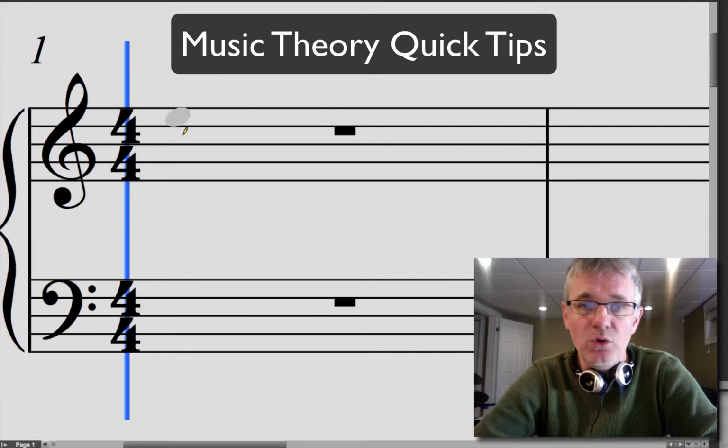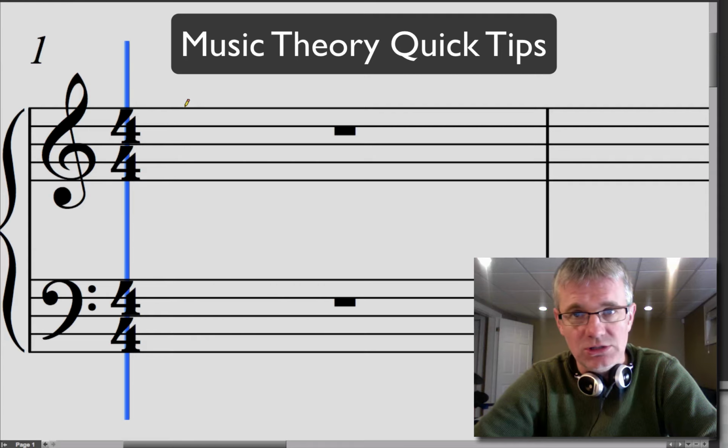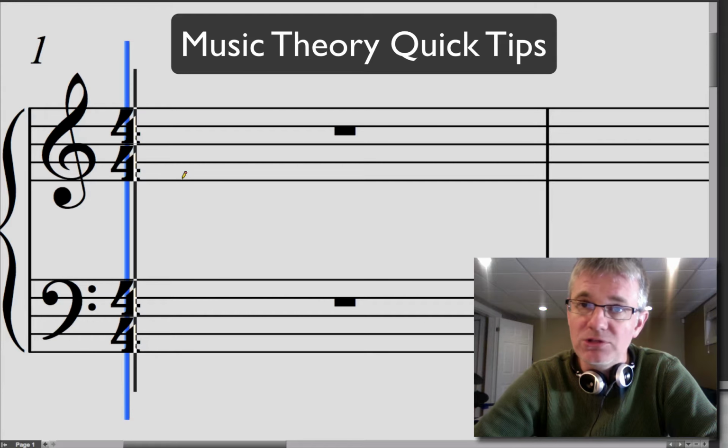Now, every one of these 5 lines has a name, a note name, and it never changes. It's the same for every instrument, every piece of music. These note names are the same. And the space between each line also has a name. We'll go over both of those in a second.